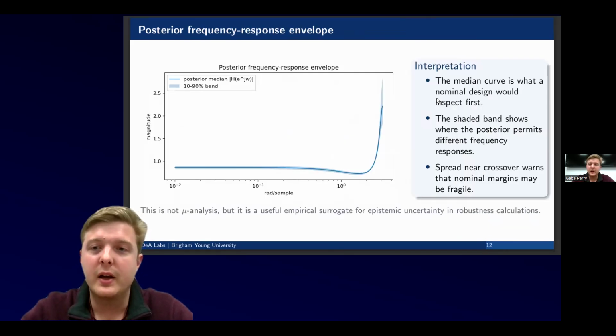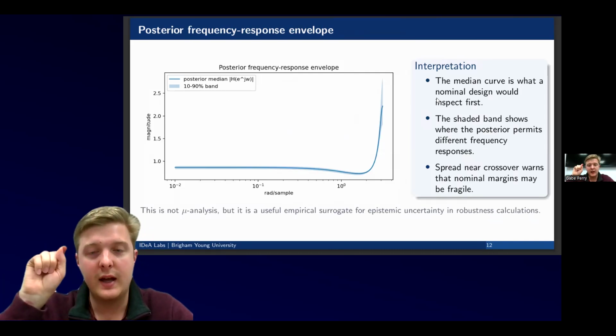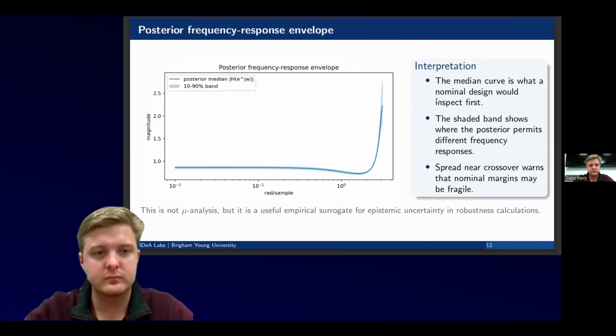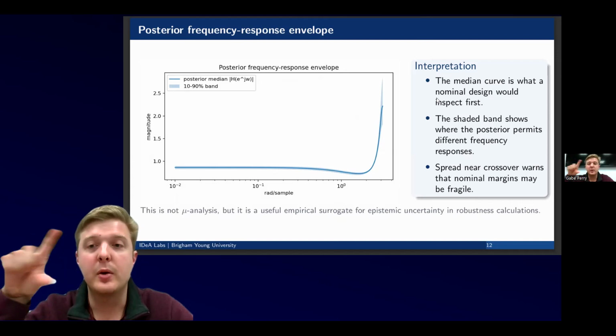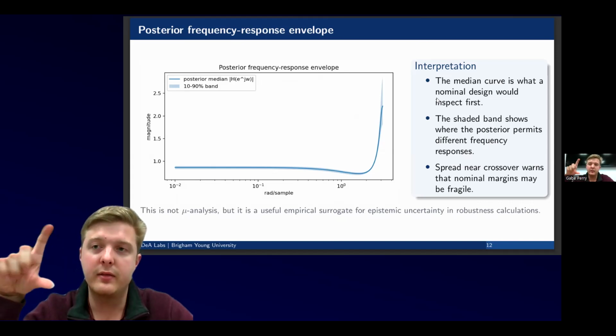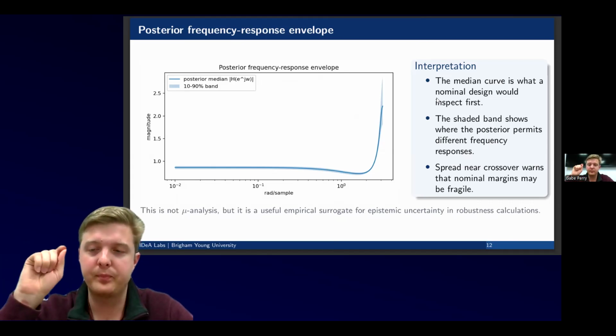Here is something akin to a Bode plot. So this shows the magnitude of the gains based on the radians of the impulse. So this median curve is what you would typically see as a Bode plot. And the bands represent the posterior probability of that curve being in a particular place.